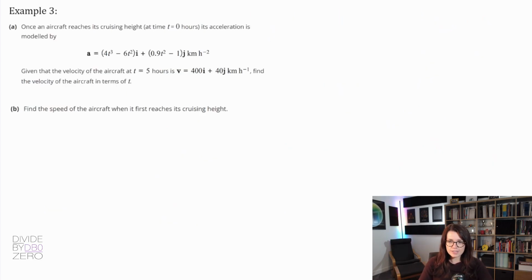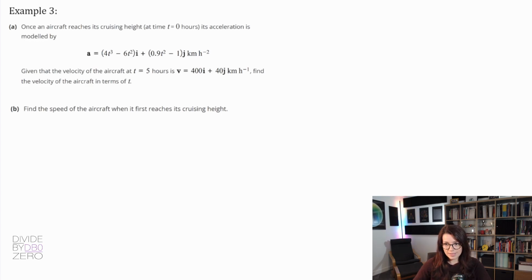Example 3. Once an aircraft reaches its cruising height at time t equals 0 hours, its acceleration is modelled by this. Given that the velocity of the aircraft at t equals 5 hours is v equals 400i plus 40j kilometers per hour, find the velocity of the aircraft in terms of t.